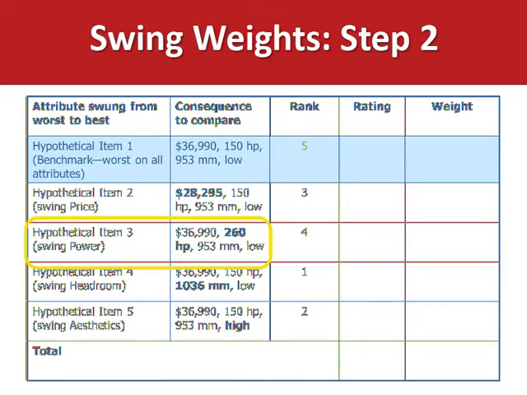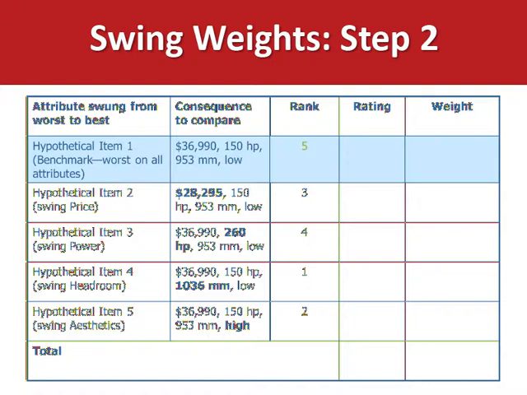For hypothetical item number 3, it is the best in horsepower, but the worst in everything else. And so on until we swing all 4 of our attributes. So we're going to end up with 5 of these fake alternatives. Now, the next step is to actually rank these alternatives as if they existed.